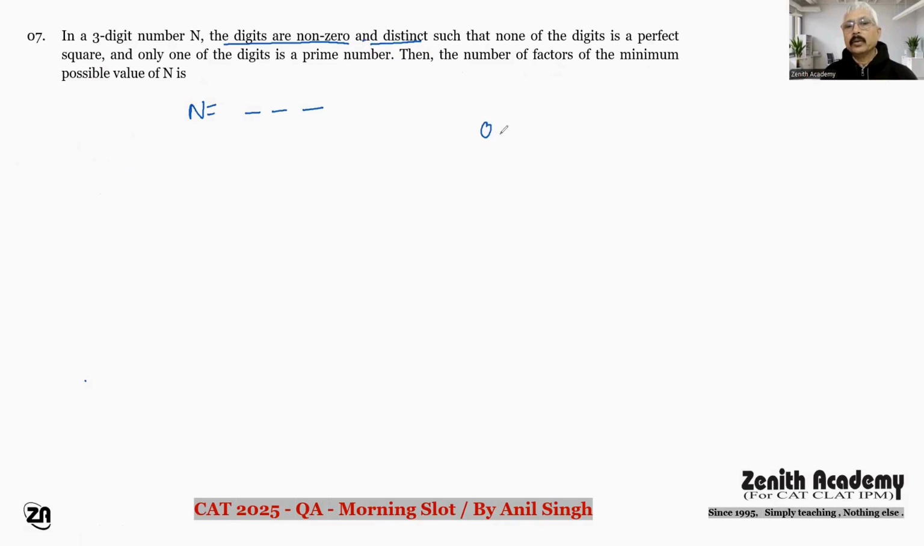Okay, N is a three-digit number and the digits are non-zero and distinct. Means digits are from 0, 1, 2, 3, 4, 5, 6, 7, 8 and 9, and non-zero means cancel out 0. And distinct such that none of the digits is a perfect square. 1 square is 1, 2 square is 4, 3 square is 9, so these are not allowed. Only one of the digits is a prime number.